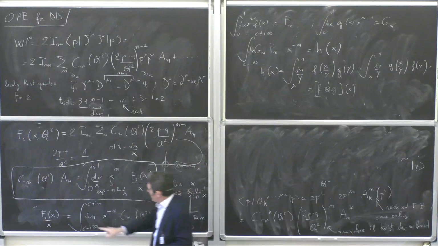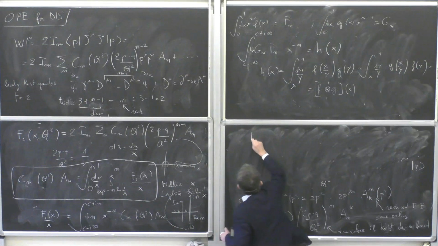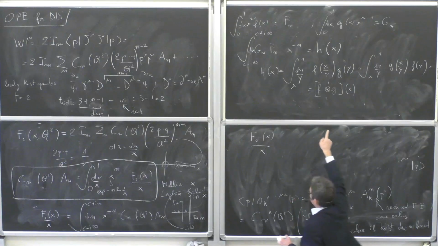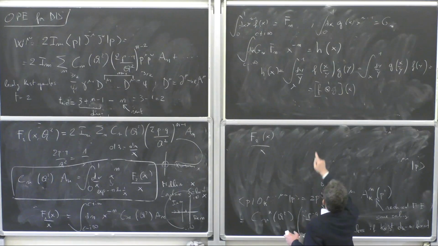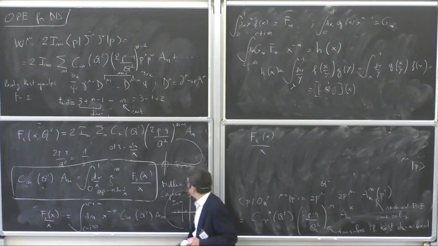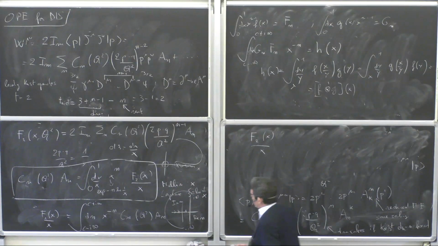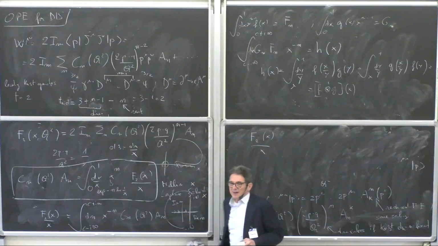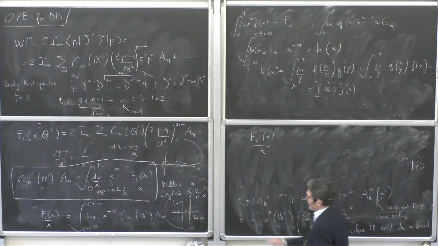This means that f2x divided by x, f2x. So I can use this result by saying, well, my function f is the coefficient function whose Mellin moments are Cn, and my function g is the thing whose Mellin moments are the reduced matrix elements, and the product function is the structure function.